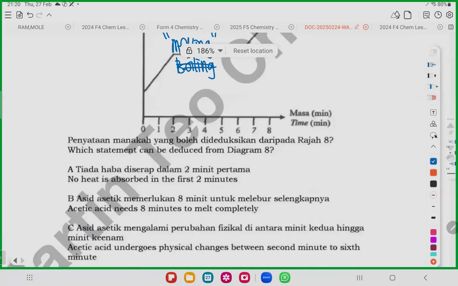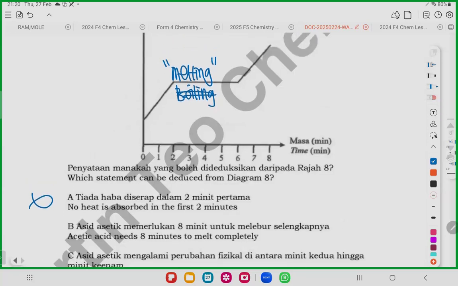They say which statement is correct? A, no heat is absorbed in the first 2 minutes. No, a heating curve will absorb heat from beginning to end. When you heat the substance, all the heat will be absorbed, from beginning to the end. So that's wrong. B, acetic acid needs 8 minutes to melt completely. Many students get cheated. 8 minutes, oh, looks like it makes sense.